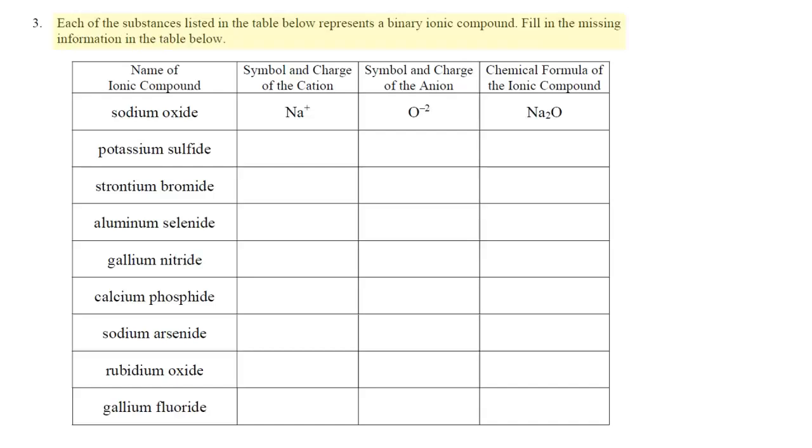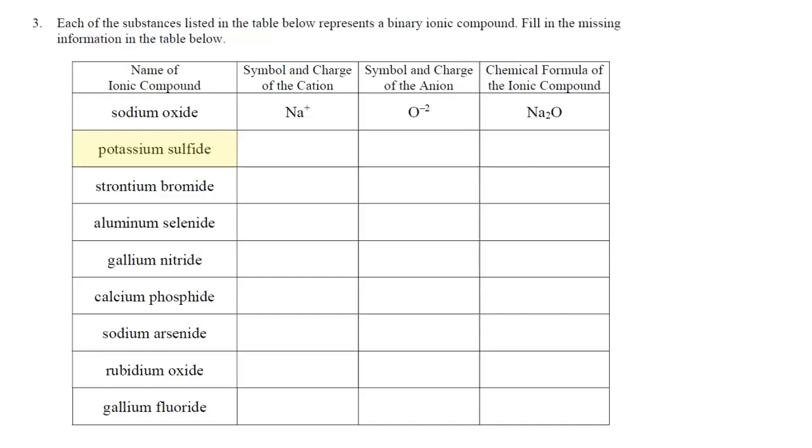So the first ionic compound that is listed in this table has already been filled in for us as an example. The name of the ionic compound is sodium oxide. The symbol and charge of the cation is Na+. The symbol and charge of the anion is O2-, and the chemical formula of the ionic compound is Na2O. So let's go ahead and begin with our next example, which is potassium sulfide.